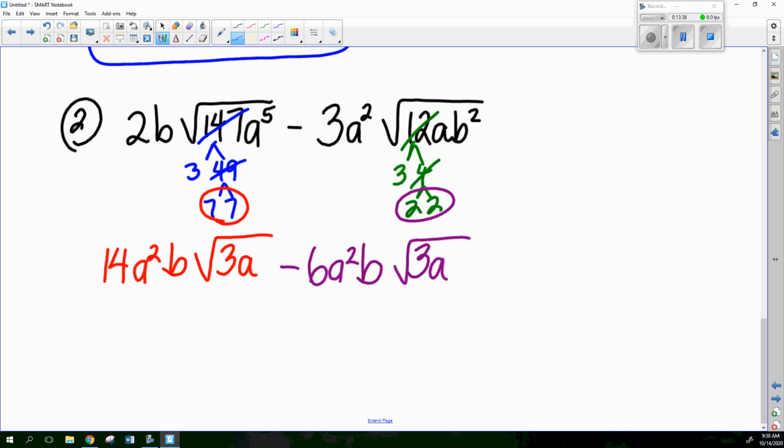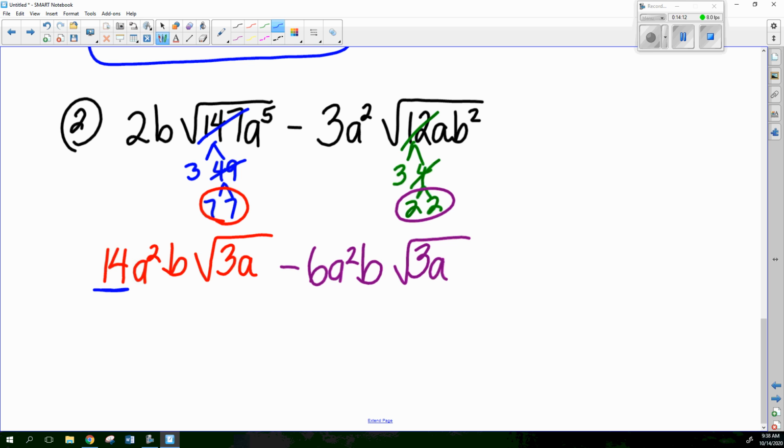Now, in order to be like terms, if there are variables involved, all of the variables and exponents in front of the radical have to match exactly, and then everything under the radical has to match exactly. Okay, so I'm not talking about the 14 and the 6. I'm talking about everything else has to match exactly. Does it? Yes, and so they are like terms.